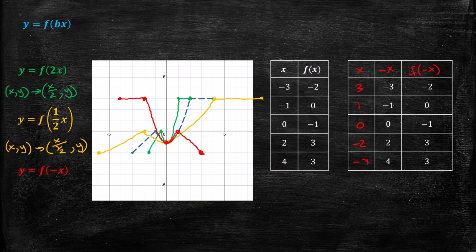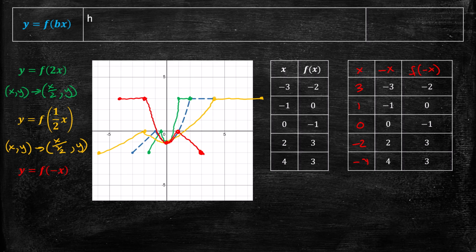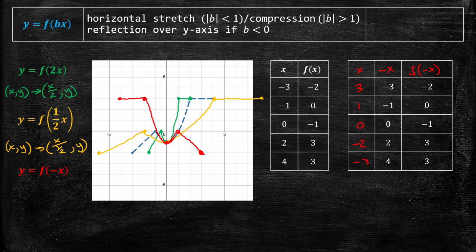So to summarize all this, we have a horizontal stretch when the absolute value of b is less than 1. So when b was a half, we ended up with a horizontal stretch. But we have a compression, like in this case, when the absolute value of b is greater than 1. And then we have a reflection over the y-axis if b is less than 0. And finally, the general rule is that the point x, y goes to x over b, comma y.